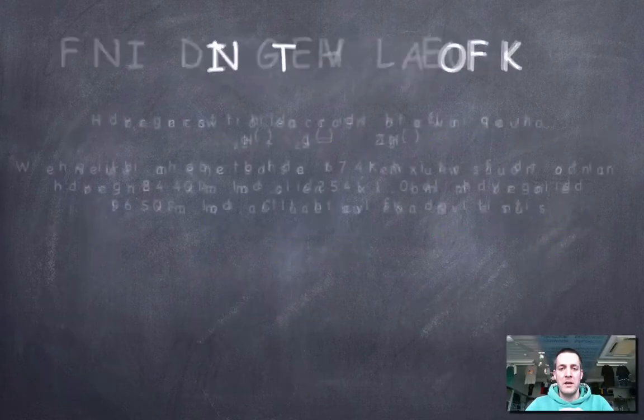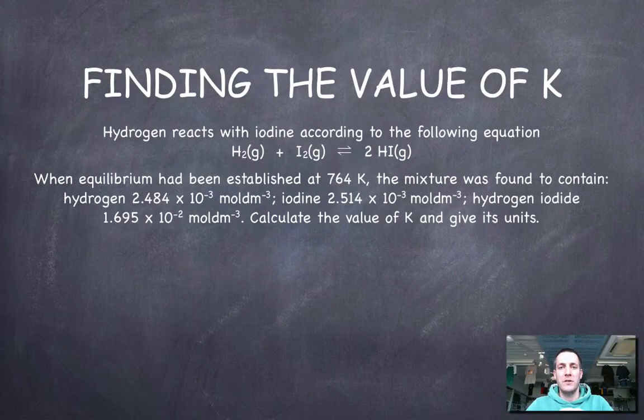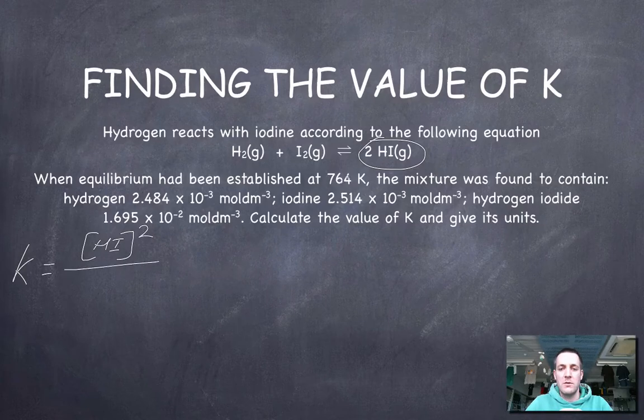Anyway, now let's have a look at finding the value of K. Remember, this is not something we had to do in the SL course, but we do have to do it in HL. The first thing we're always going to have to do is write an expression for the equilibrium constant, and in this case that's going to be the concentration of HI, because that's the product, and we're going to square it, because there's 2 of them, and in the reactants we're going to have the concentration of H2 multiplied by the concentration of I2.